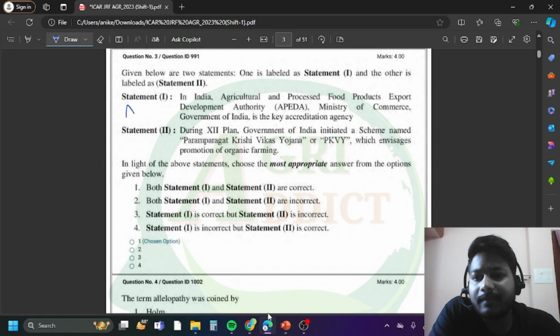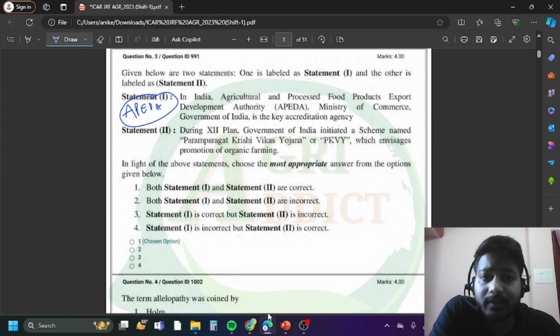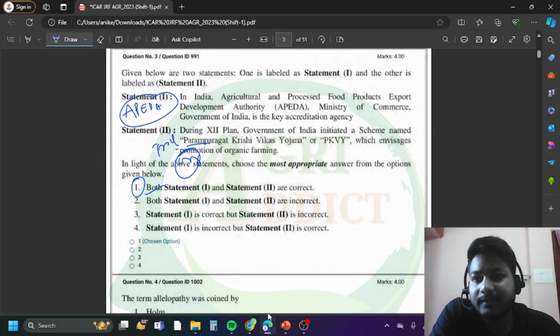Yes, it is correct. APEDA provides the organic certification, that is, it is the accreditation agency. And during the 12th plan, the Government of India initiated a scheme named Paramparagat Krishi Vikas Yojana or PKVY, which envisages promotion of organic farming. Paramparagat means traditional, and traditional means organic farming. So in the 12th plan it was decided. So the answer is both statements are correct. Let's move forward.